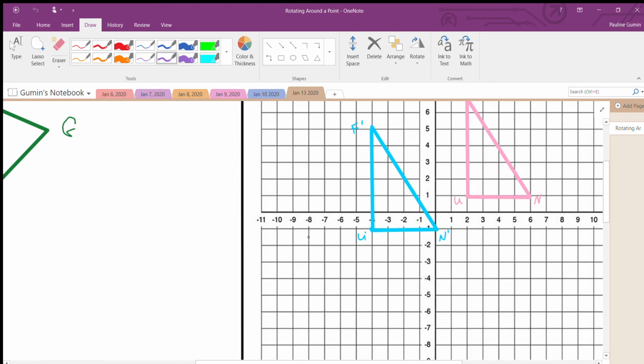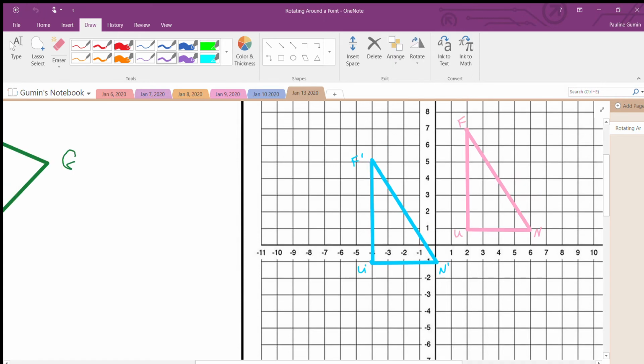So let's pretend we're reflecting, and when we do this, we count the distance between the point and the line. So F is 1, 2, 3, 4, 5, 6 above U, so I'm going to go 1, 2, 3, 4, 5, 6. Uh-oh, did I miscount? I'm just going to put it there. 1, 2, 3, 4, 5. Okay, I did miscount.